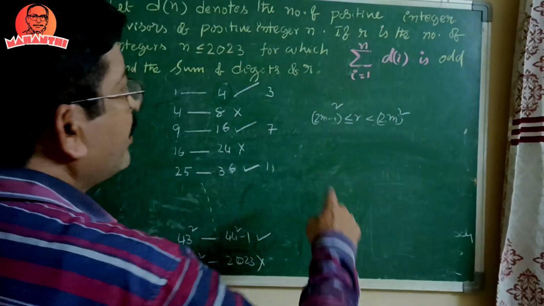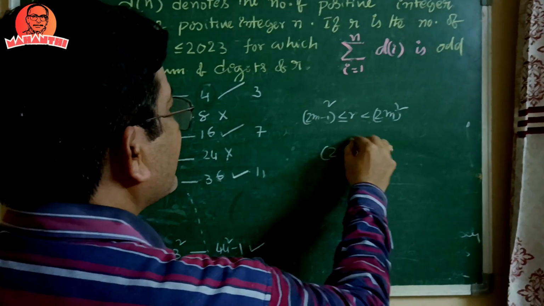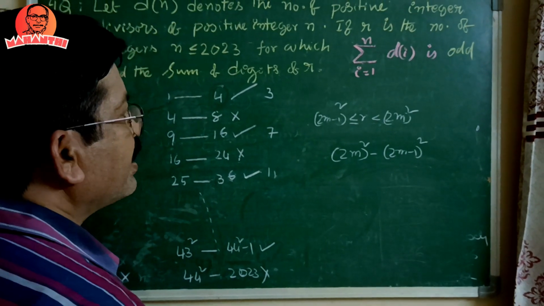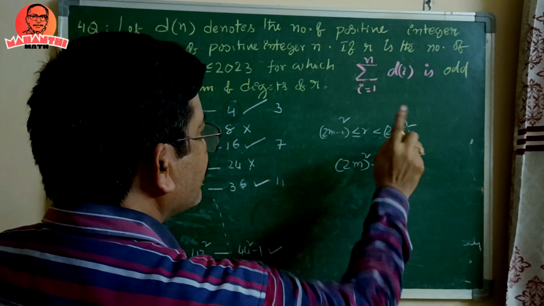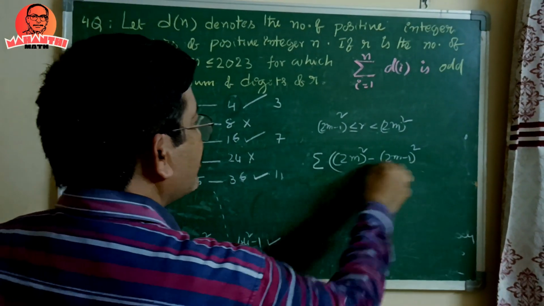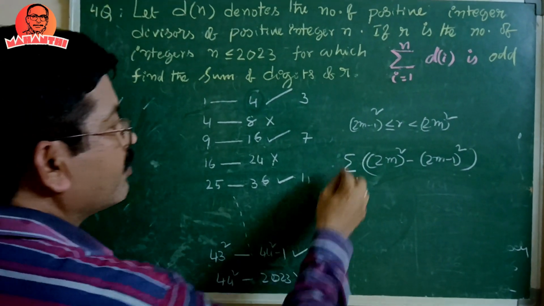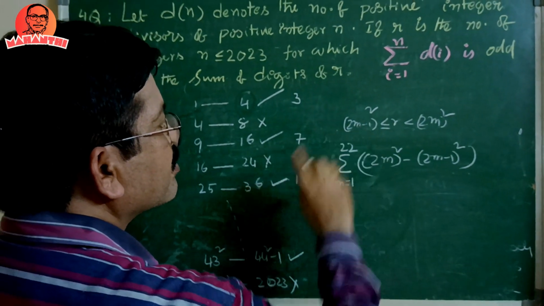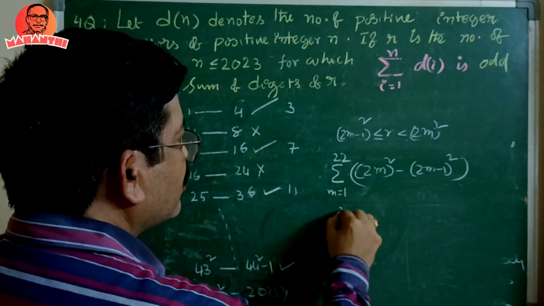So between these two, how many values are there? You see, that is 2m whole square minus 2m minus 1 whole square. This many values we have to take between 2m minus 1 whole square and 2m. We are not considering 2m whole square. And m value starts with 1. So these all sigma we will take. M equal to 1 to the final one, I told that 22. When you take 22, then only it is 42 whole square. Here 43 whole square will come. So sigma m equal to 1 to 22.